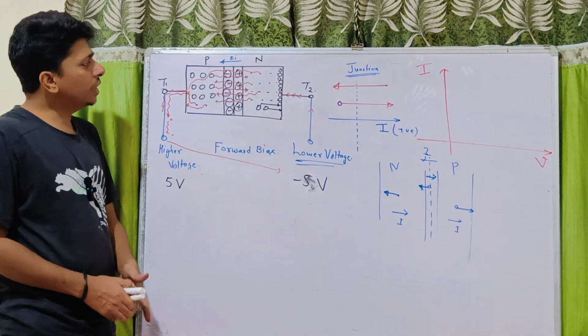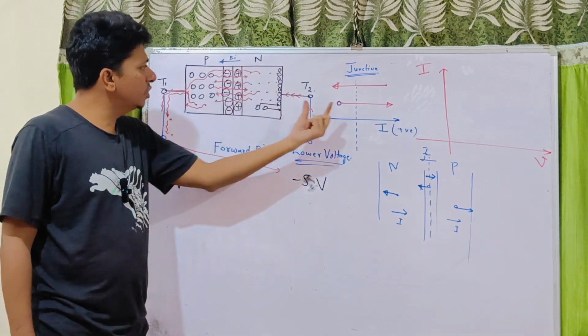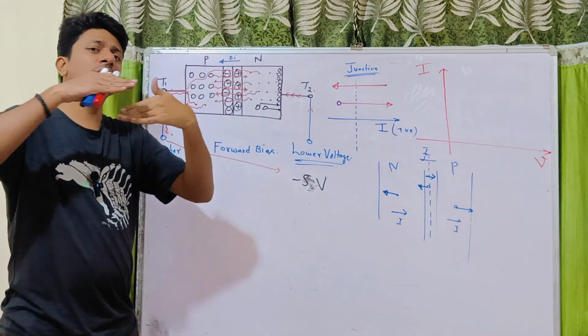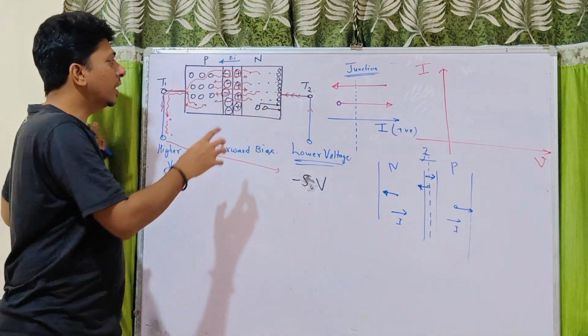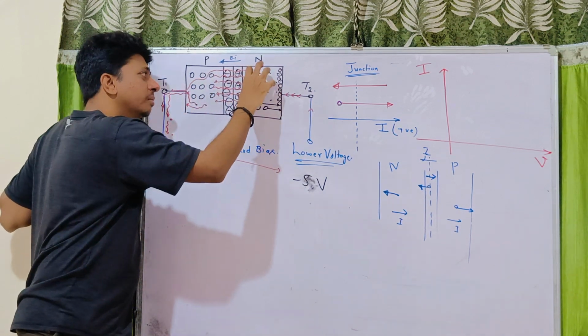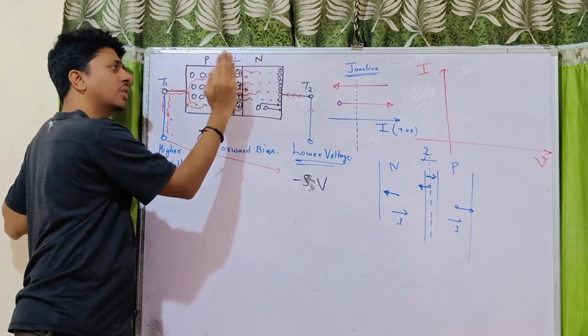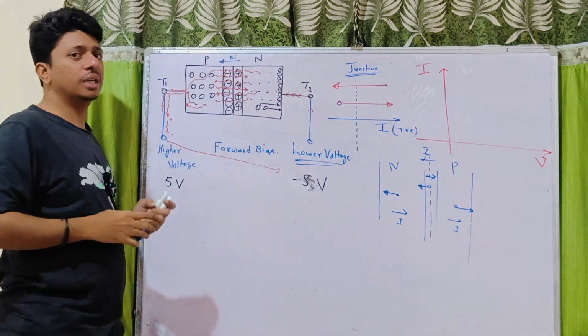So now tell me, at this junction, which electrons are crossing the junction? Majority or minority? Sir, whatever electrons or holes are crossing the junction, they are majority. Majority electron concentrations are crossing the junction, and majority hole concentrations are crossing the junction.